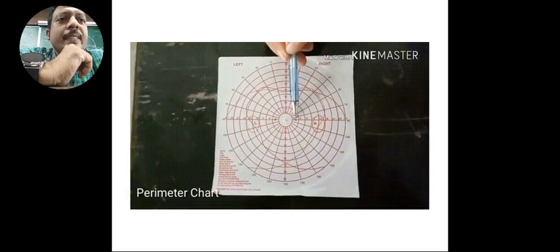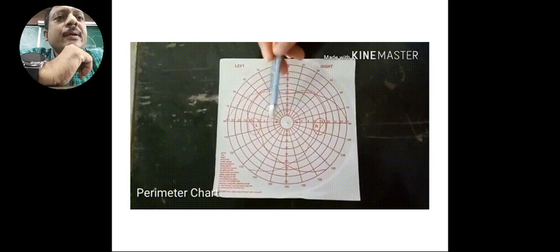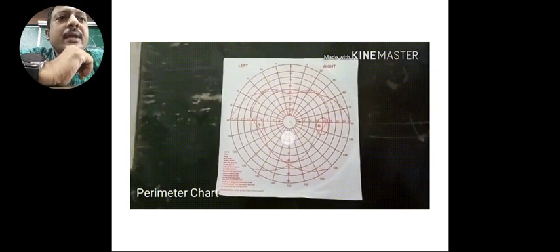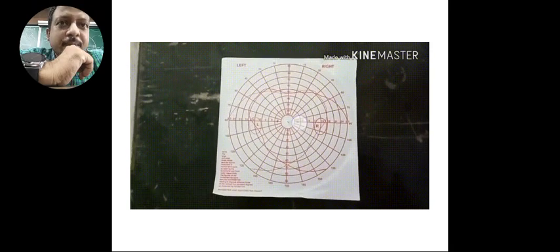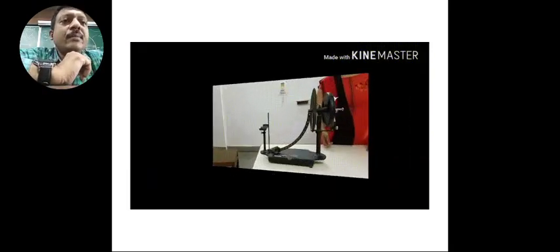The blind spot is usually present 15 degrees away from the central fixation point in the horizontal meridian.